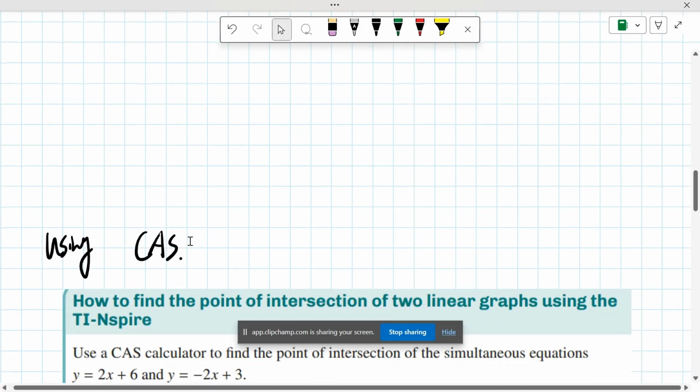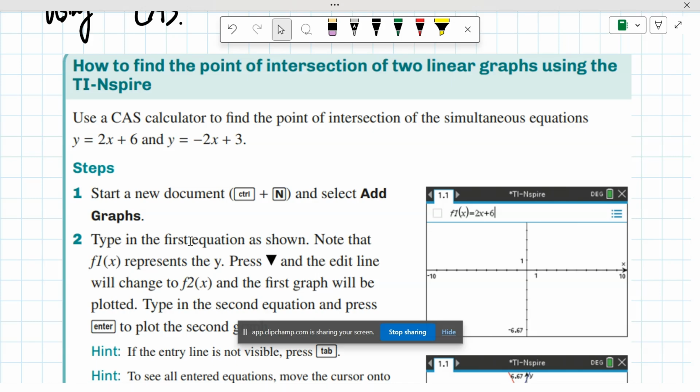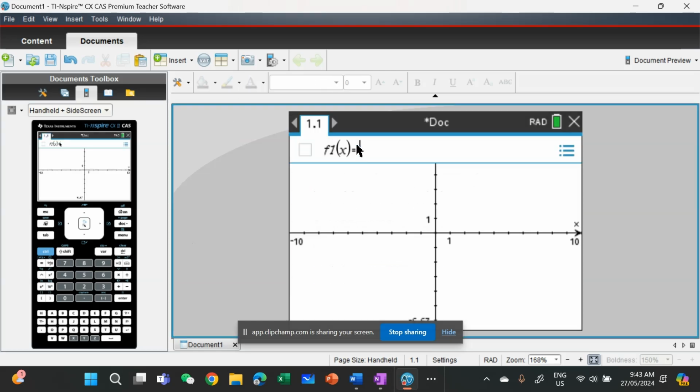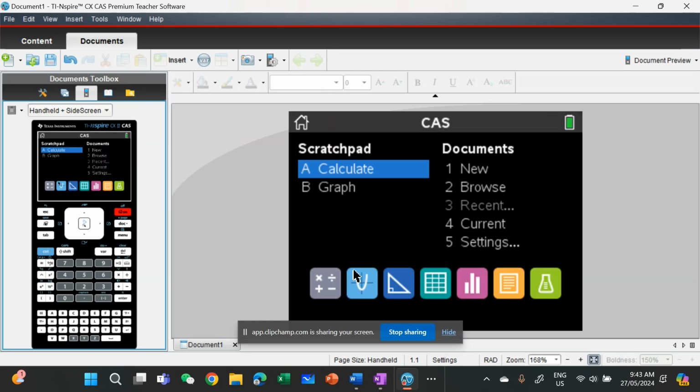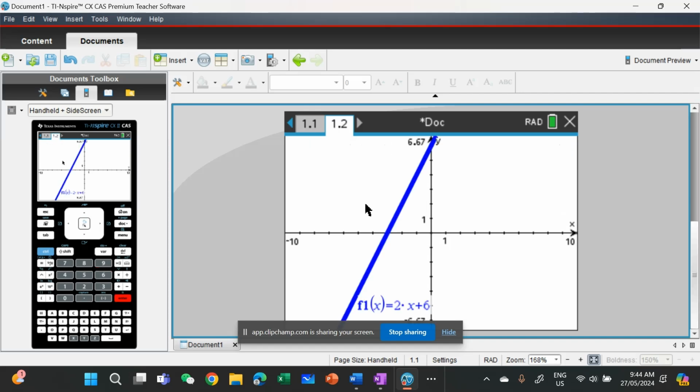That's it. Now I'm going to use the CAS calculator to solve this question. The first thing, let's open the home page and start with the graph. If you click home, then click graph, that's your graph. So first, for example, I type a graph like 2x plus 6, that's my first graph, and then press enter.